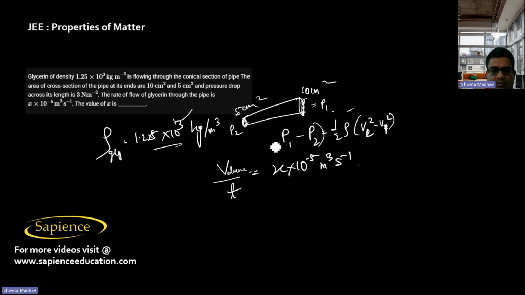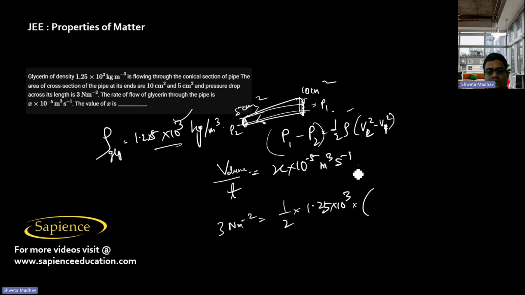The pressure drop that is given, because it is flowing like this. So the pressure drop, that is 3 Newton per square meter, is equal to half into rho, that is 1.25 into 10 power 3, into (V2 square minus V1 square), with 10 square minus 5 square.